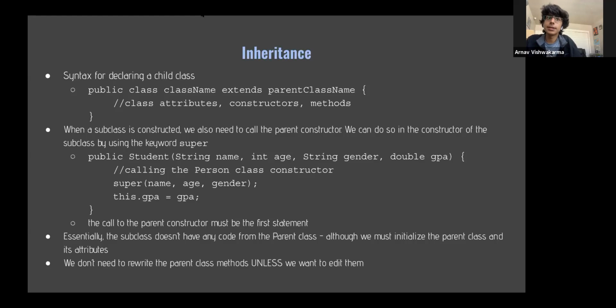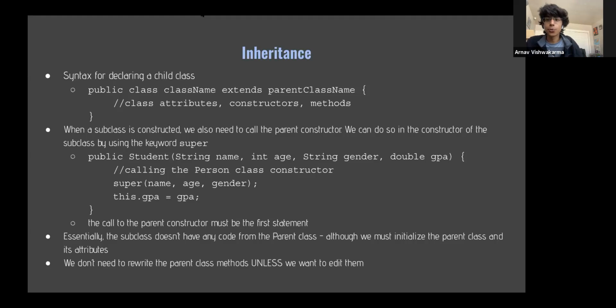It's similar to how you would use classes normally. Within the child class, we have all of the new attributes, constructors, and methods that are in addition to those of the parent class. When a subclass is constructed, we also need to call the parent constructor, which we do in the constructor of the subclass by using the keyword super. Taking a look at this example, we have the student constructor, where we pass in the attributes name, age, gender, and GPA. The first line of your child constructor will be the call to your parent constructor, using the keyword super, and we pass in the parameters the parent constructor needed, which are name, age, and gender.